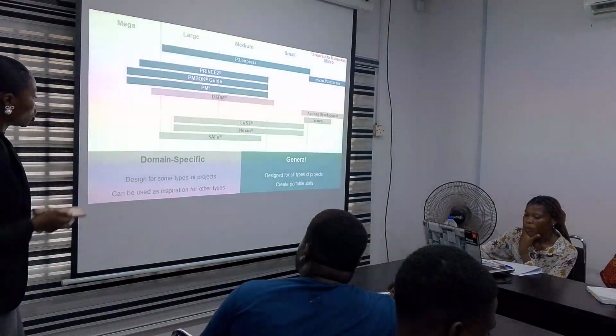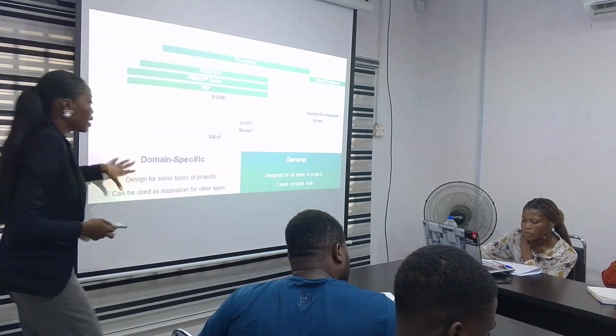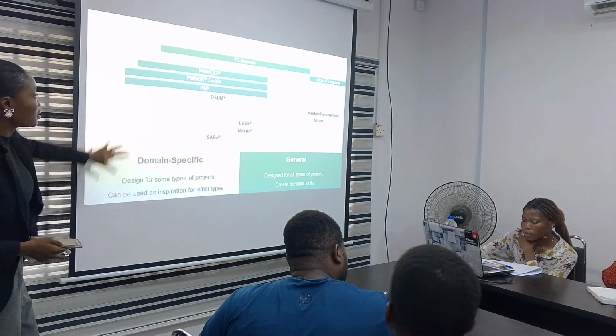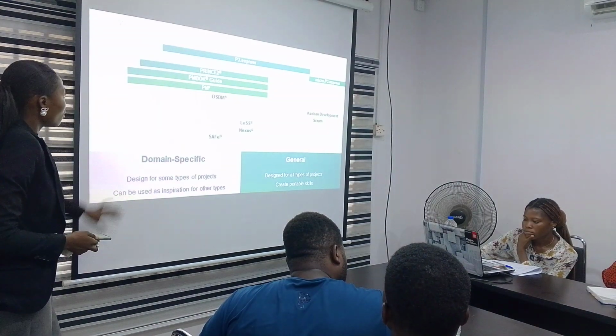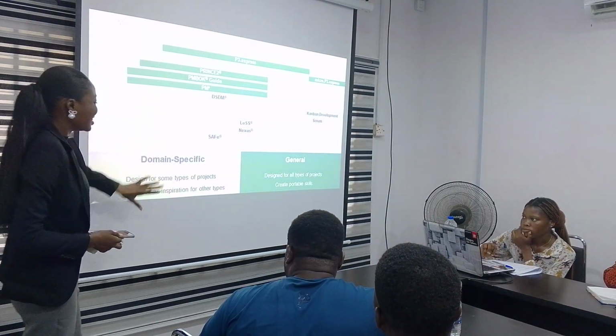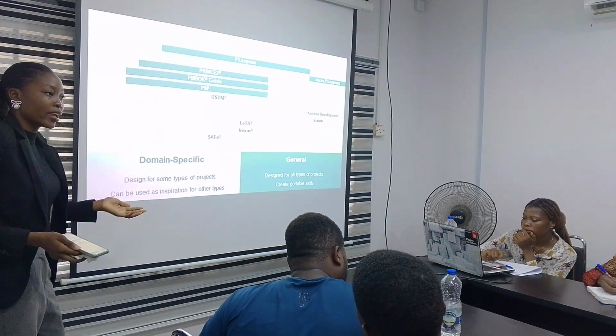Let's see more differences. Another difference is domain specific versus general. We remember saying this is gray, right? It implies that anything gray here talks about this, anything green here talks about this. So for these ones here that are gray, they are domain specific. They are designed for some kind of project. You can't use them for any kind of project.